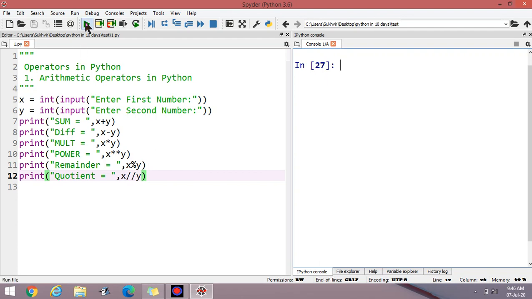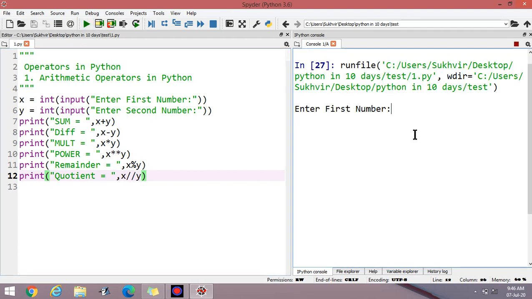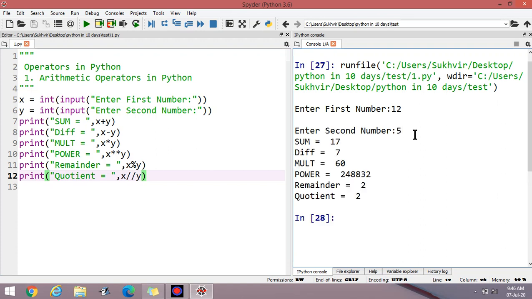Let us execute again. Enter the first number. Suppose I enter 12 here and 5 here. Sum is 17, difference is 7, multiplication is 60 and power is 12 raised to power 5, 248832. Remainder is 2 and quotient is 2.